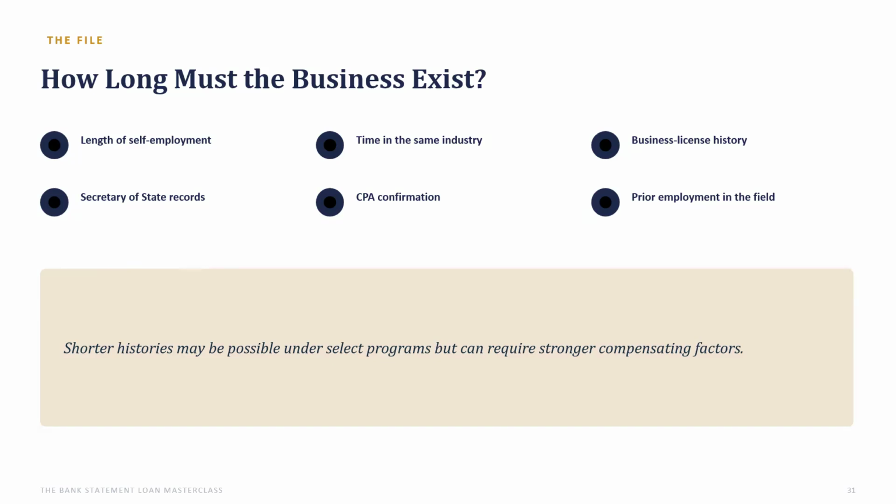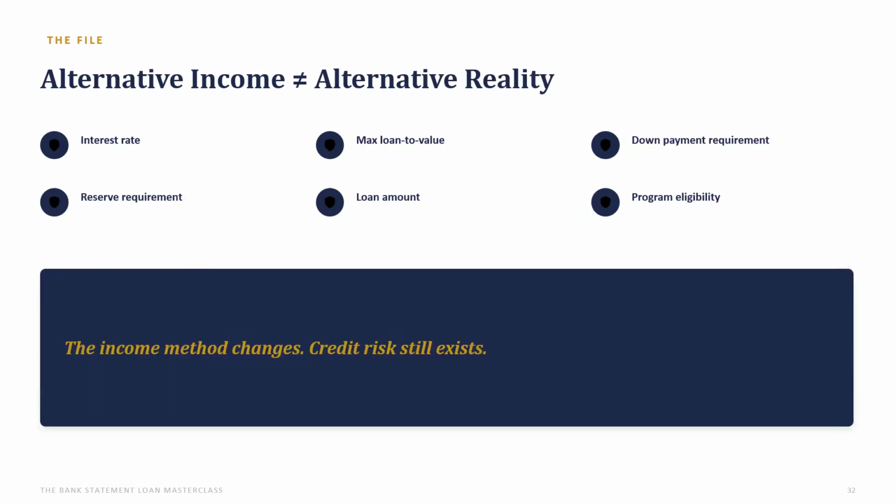How long must the business exist? Well, these things matter: length of self-employment, time in the same industry, business license history. We look at these things. Secretary of State record, CPA confirmation. So shorter histories may be possible under select programs, but can require compensating factors.